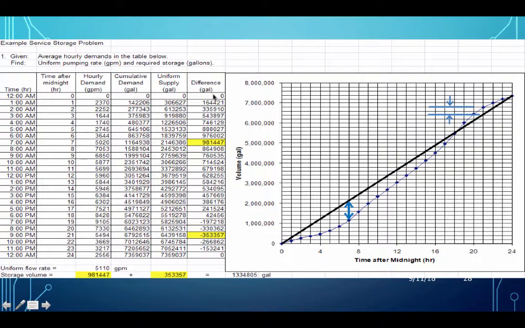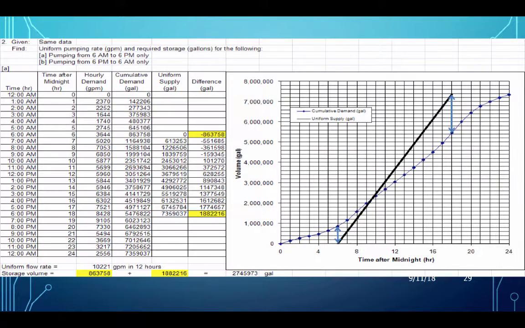And then we take the difference between the two. So we take supply minus the demand, and we accumulate it in this column. And then we look for the largest positive, in this case 981,000, and the largest negative, minus 353,000, and the sum of those two values. So 981,000 plus 353,000 is 1.3 million gallons, and that is the desirable equalization or service storage for these conditions.